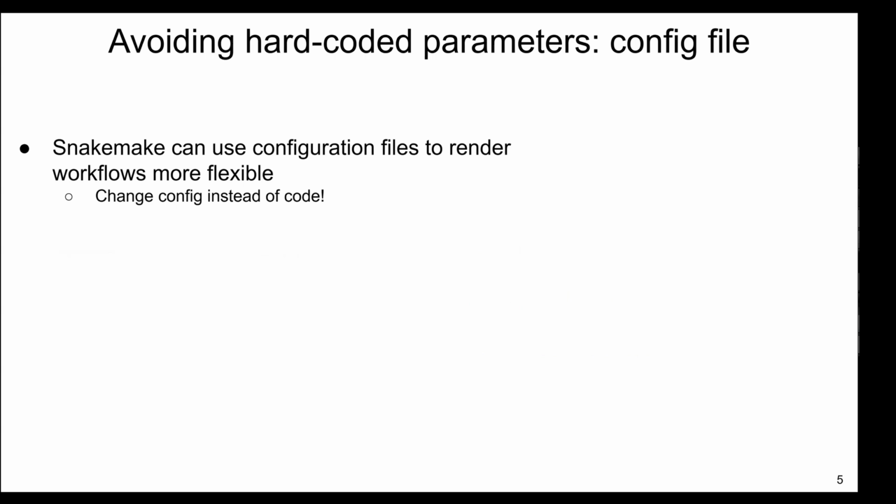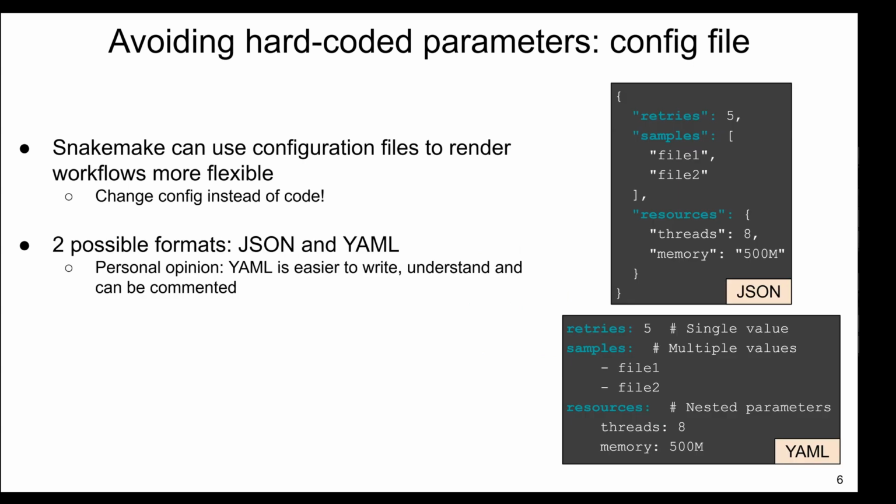Snakemake can actually use some external configuration files to make the workflow more flexible. And that means in the end, you will change the config files instead of actually changing the code and the rules, which is often a pain to do and not super convenient, and also hampers reproducibility. There are two formats that you can use for a Snakemake config file: JSON and YAML. You can see some examples on the right.